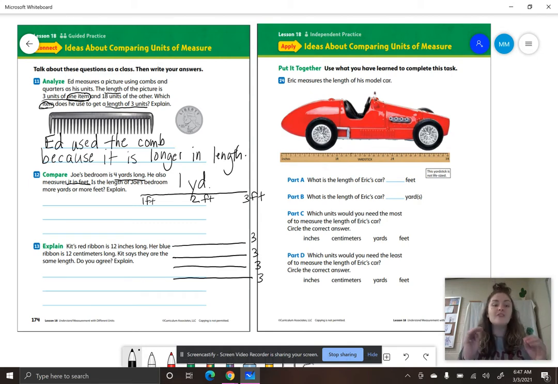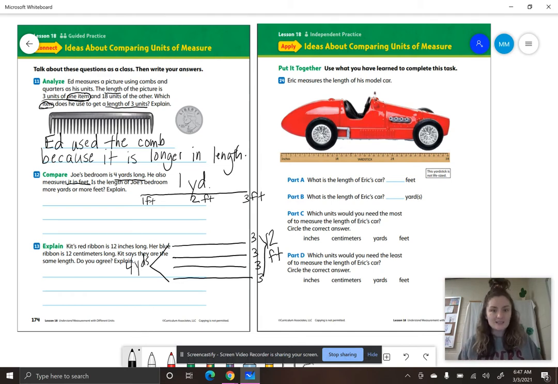Okay, so how many feet would Joe's bedroom be? 3 plus 3 is 6. 3 plus 3 is also 6. So 6 plus 6 is 12. So the length of Joe's bedroom is 4 yards, but it is also 12 feet. So we have 4 yards, and I'm going to erase this in a second, Smarties. So the length is 4 yards, but it is also 12 feet. It is the same. Is the length of Joe's bedroom more yards or more feet?